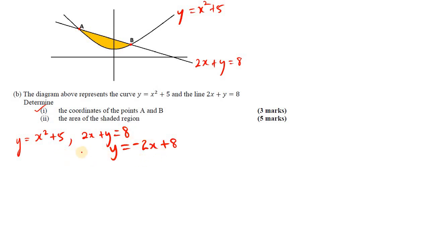So it's just as if we transpose the 2x to negative 2x on the other side. Now that we have both equations written as y as a subject in terms of x, we could equate both equations given that they're both equal to y. Okay, so let's do that. So I'm gonna put this equation here, y equals x squared plus 5. I'm gonna write the expression part of it, which is x squared plus 5, equal to negative 2x plus 8.